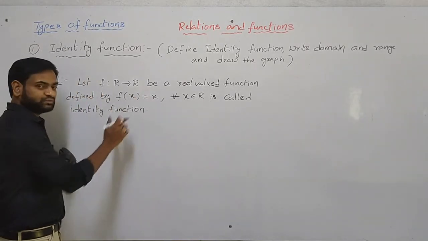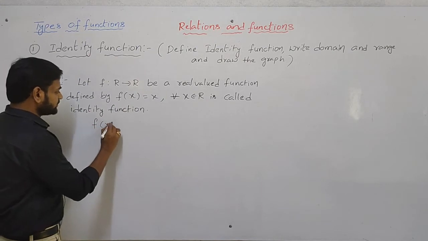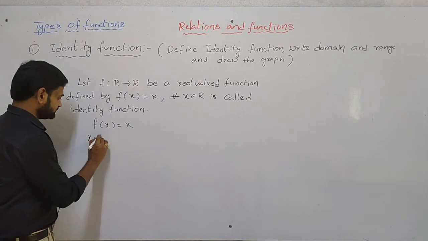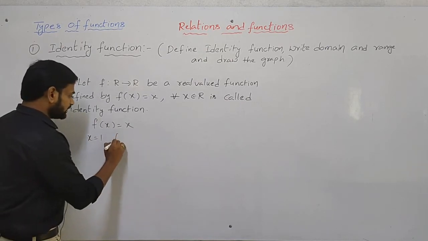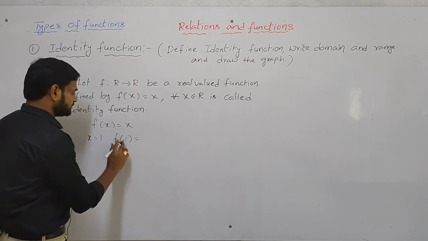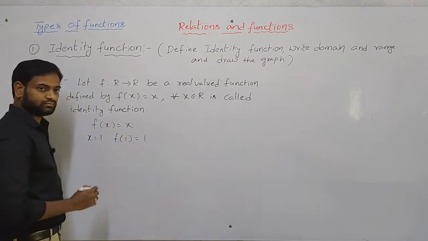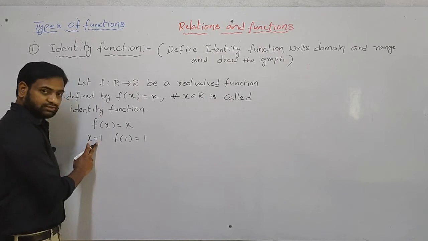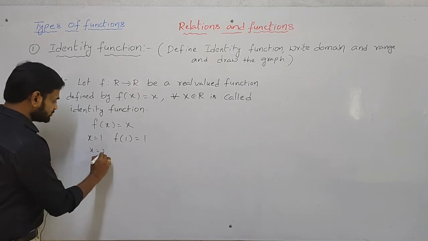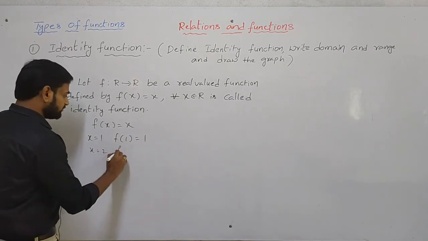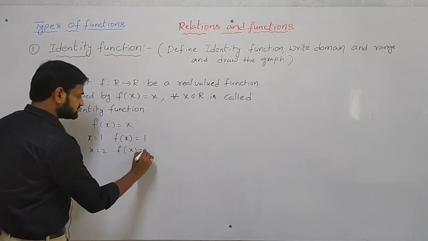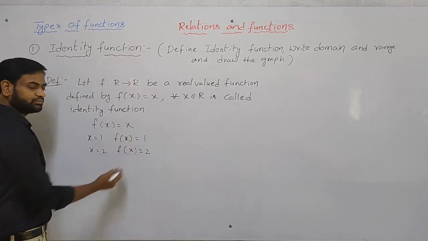So what is the meaning of this? f of x equal to x means, suppose I take x value is 1. If x value is 1, then f of 1 is equal to 1. Substitute here 1. When you take x is 1, then f of x is 1. If you take x is 2, then f of x is 2, because x value is 2.